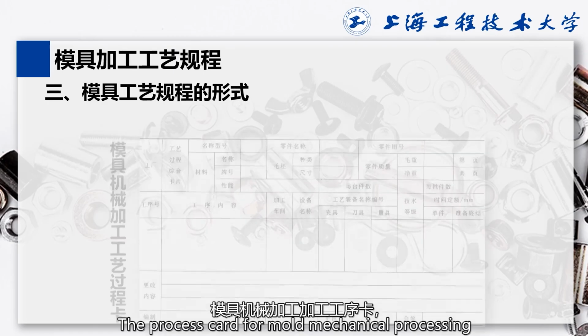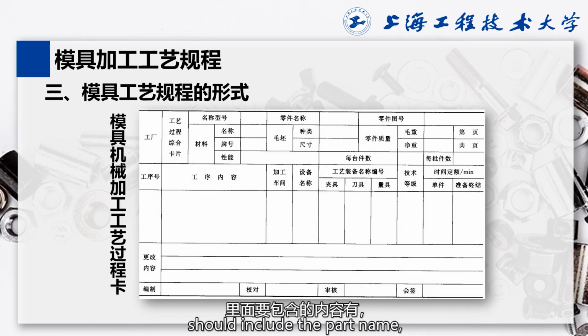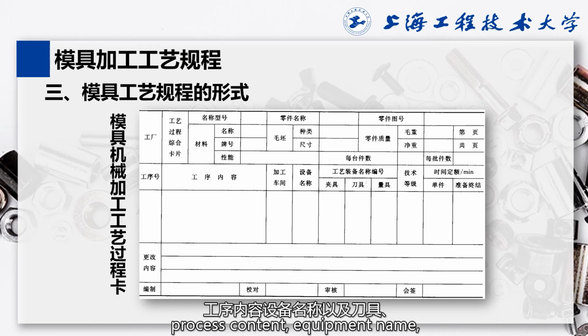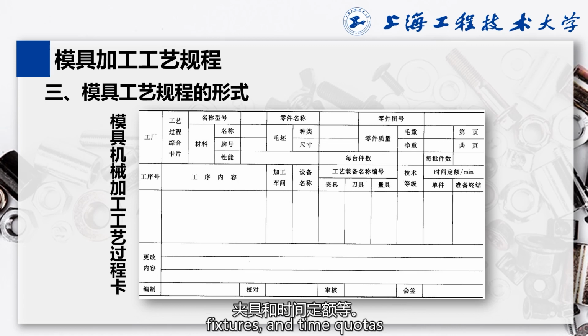The process card for mold mechanical processing should include the part name, drawing number, material name and grade, type and size of the blank, and the quality of the part. We need to fill in the job number, process content, equipment name, as well as cutting tools, fixtures, and time quota in the process arrangement.